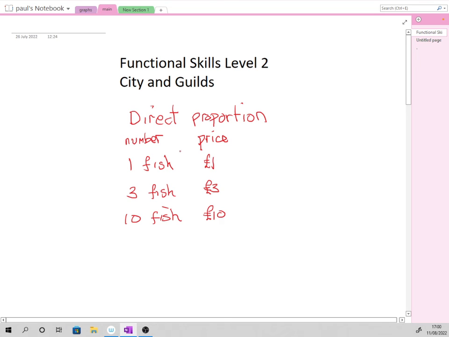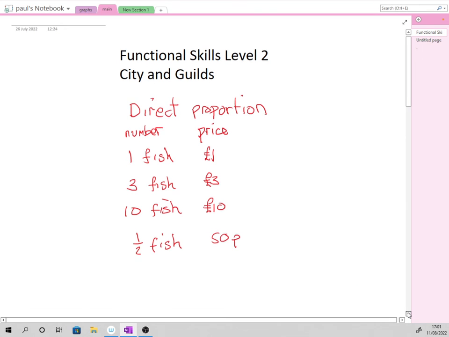Yeah. So direct proportion means the more fish you buy, the higher the price you pay, and it's in direct proportion to the original price of one fish being £1. There's no buy 1,000 fish and we'll give you a discount or something. That doesn't come into it. It's just direct proportion. If you bought half a fish, according to this maths anyway, that would cost you 50p. See, it's still in direct proportion whether it goes up or goes down.